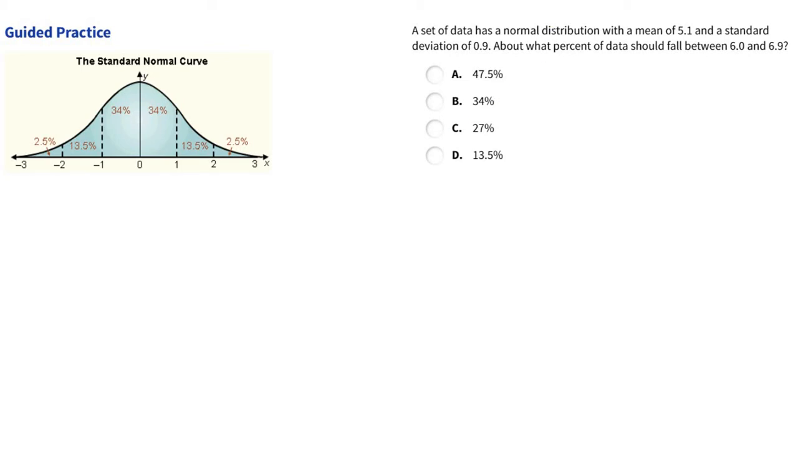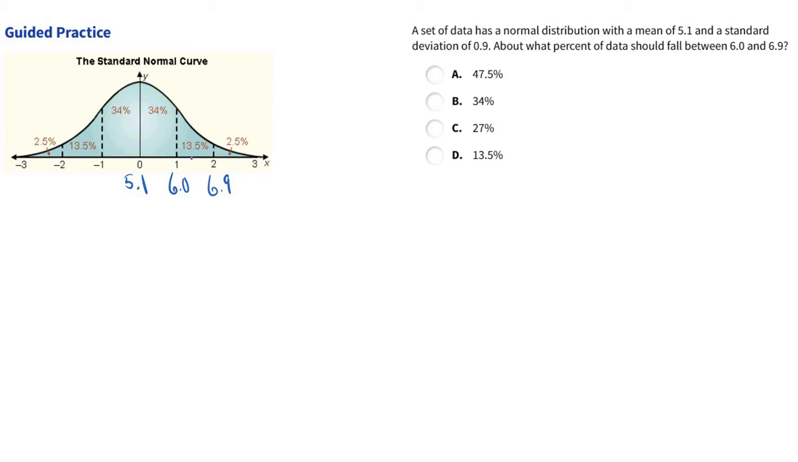How about this one? A set of data has a normal distribution, mean of 5.1, standard deviation 0.9. About what percent should fall between 6 and 6.9? So again, I see a 0 here. Let's go ahead and put in our mean. So this is 5.1 right in the middle. Standard deviation is 0.9. So if I added 1 standard deviation, that would put me at 6.0. This would put me at 6.9, right? Plus 0.9, plus 0.9. About what percent of data is between 6 and 6.9?